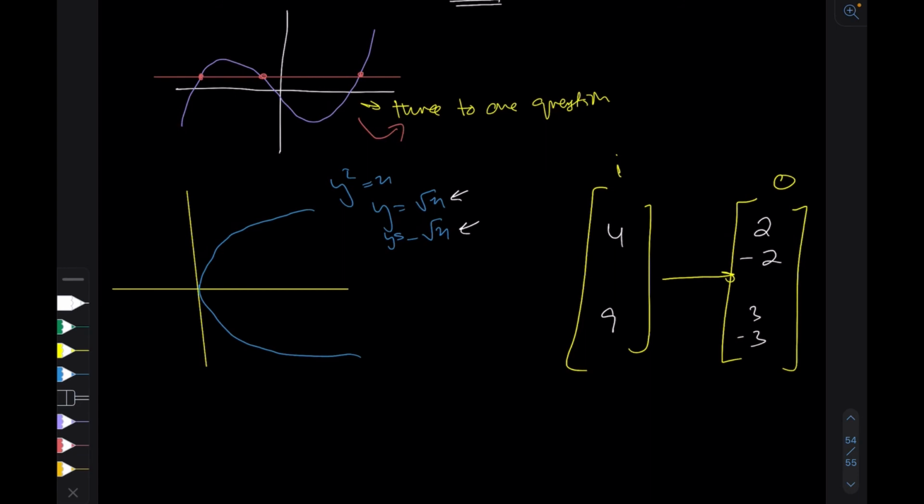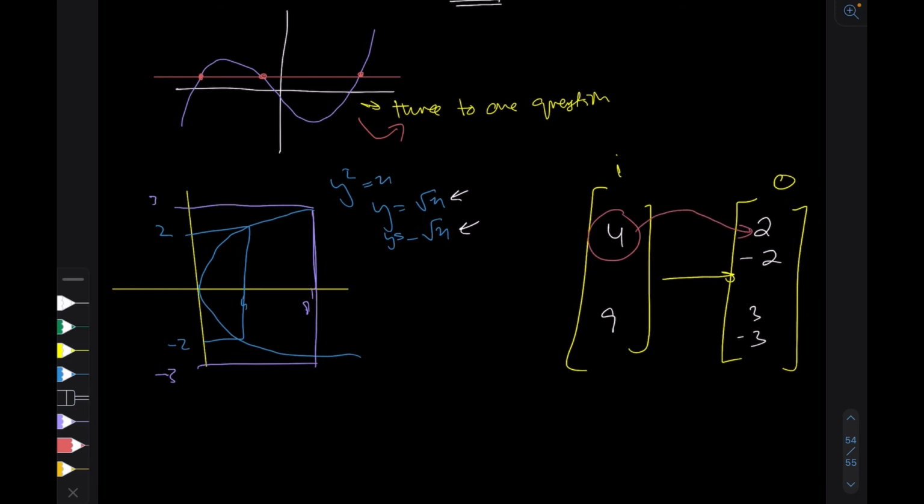And the graphical meaning of this is that when x is 4, these are the two values of y, negative 2 and 2. When x is 9, these are the two values of y, negative 3 and 3. So for the same input, you're getting two different outputs, and this is why this is not considered a function at all. This is not a function.